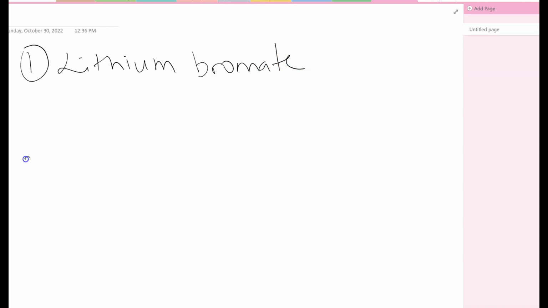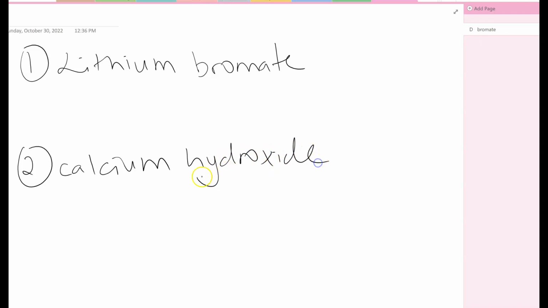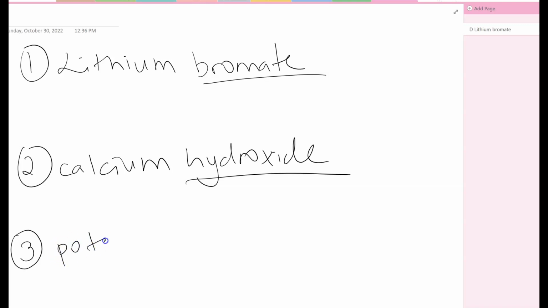All right, so let's do a few examples. Let's say we have lithium bromate, calcium hydroxide, and all of these are on the table. So you're not memorizing bromate, you're not memorizing hydroxide, they're all on the list of polyatomic ions that you have. And let's say we have potassium perchlorate. Okay, so all we do is go back to that table, the one that I just showed you that you have a link to.